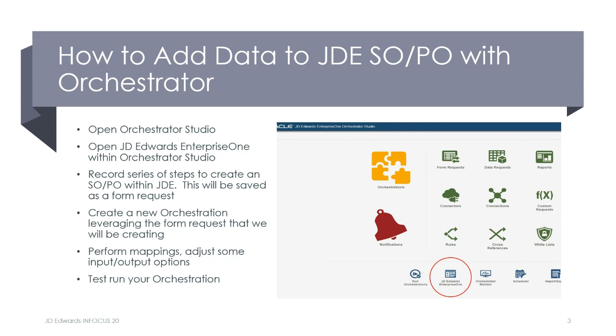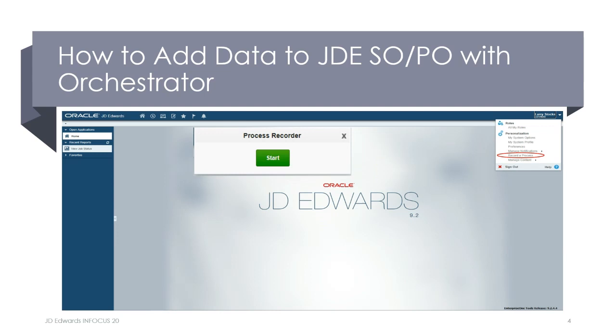So the first step within Orchestrator Studio is we are going to click the JD Edwards Enterprise 1 button. This will take you into JD Edwards. And the first thing that we're going to want to do is, in the upper right-hand corner next to your name, hit that drop-down box, and you'll see an option to record a process. Once you click that, you'll see the process recorder pop up here in the middle of the screen. At this point, you'll want to start at the main JD Edwards screen so that the recorder will record all of the necessary steps to creating a sales order, which is going to be our example.